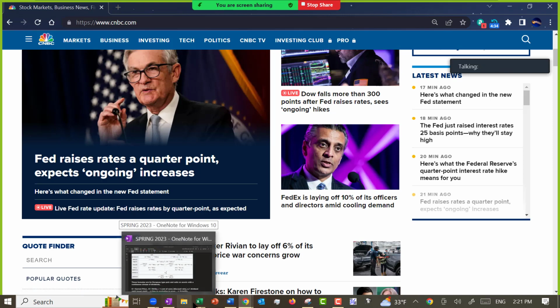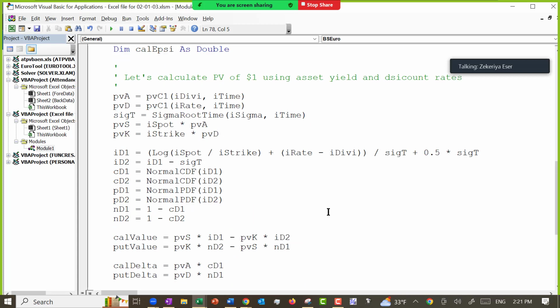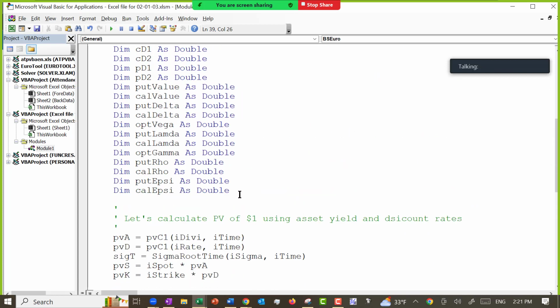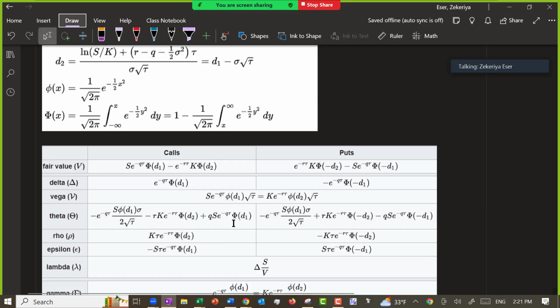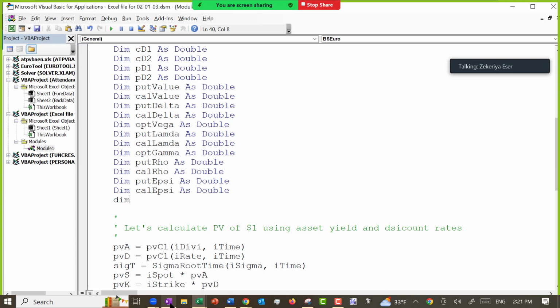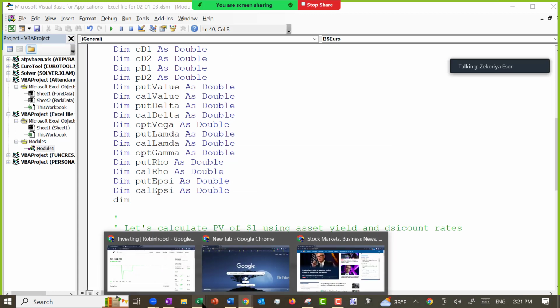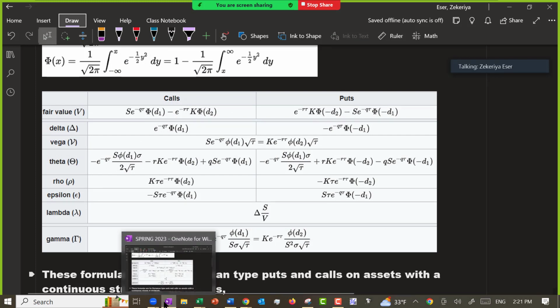Okay, finally, theta. Let's see what the formula for that was. It's a little bit different for each, but it's actually one of the more important Greeks. It's in terms of units of years, but we're going to convert it to daily.